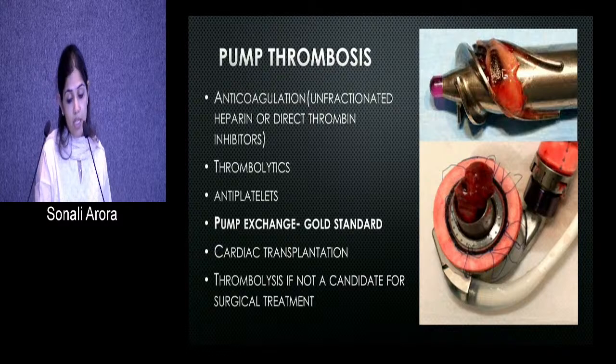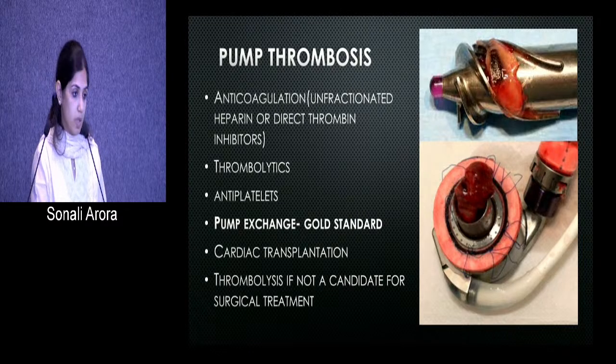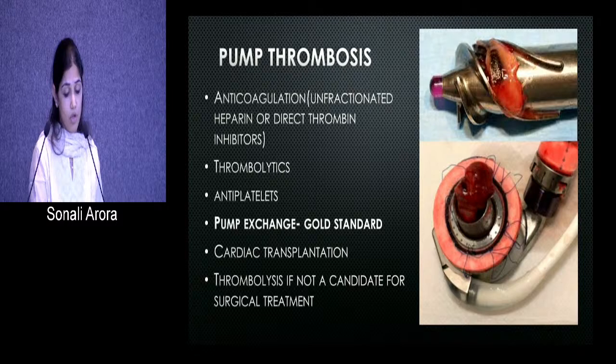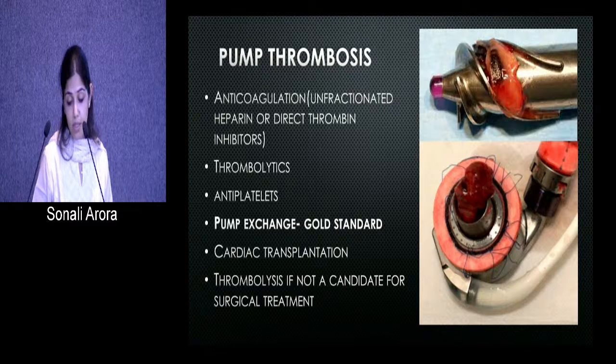Anticoagulation like unfractionated heparin or direct thrombin inhibitors are used. Thrombolytics have been used, but they do increase the risk of intracranial bleeds. Antiplatelets are continued. The gold standard of any pump thrombosis treatment is pump exchange. We can put bandages on these patients with anticoagulation, but most of the time these patients are not able to get rid of those thrombi, and we end up doing pump exchanges, which is obviously difficult. And if we are not able to do it, sometimes we have made an exception for these patients and done cardiac transplantation. Thrombolysis if not a candidate for surgical treatment, as it is associated with a high risk of bleeding.